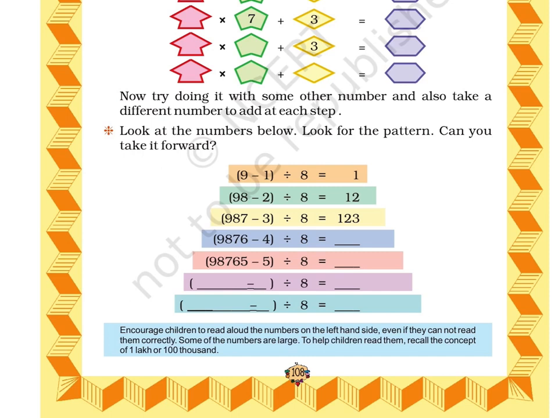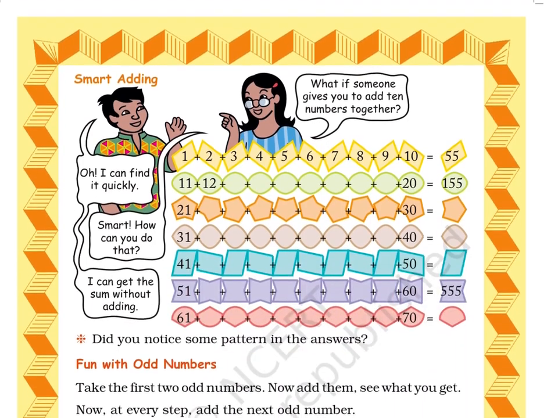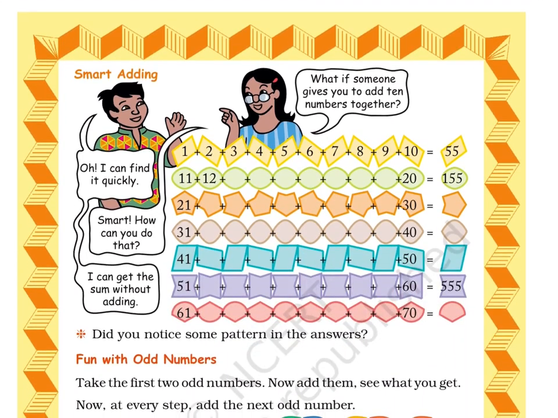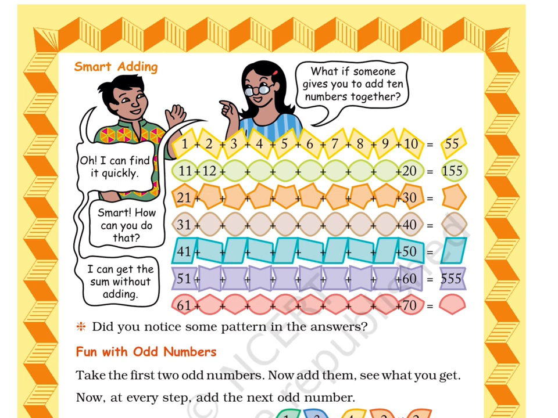For the teacher. Encourage children to read aloud the numbers on the left-hand side, even if they cannot read them correctly. Some of the numbers are large. To help children read them, recall the concept of 1 lakh or 100,000. Page 109. Smart adding. What if someone gives you to add 10 numbers together?